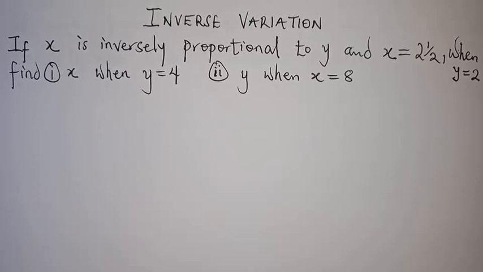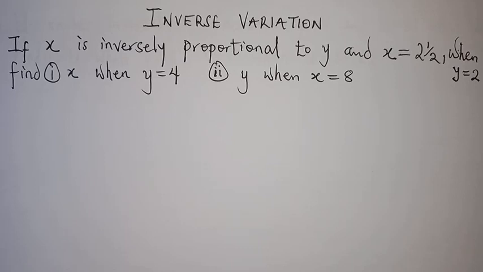Hi guys, today we want to look at inverse variation. What does inverse variation mean? Let's say two quantities, A and B, are inversely proportional to each other. It simply means that as A increases, B decreases, or as A decreases, B increases. So that's what we mean when we say they are inversely proportional.